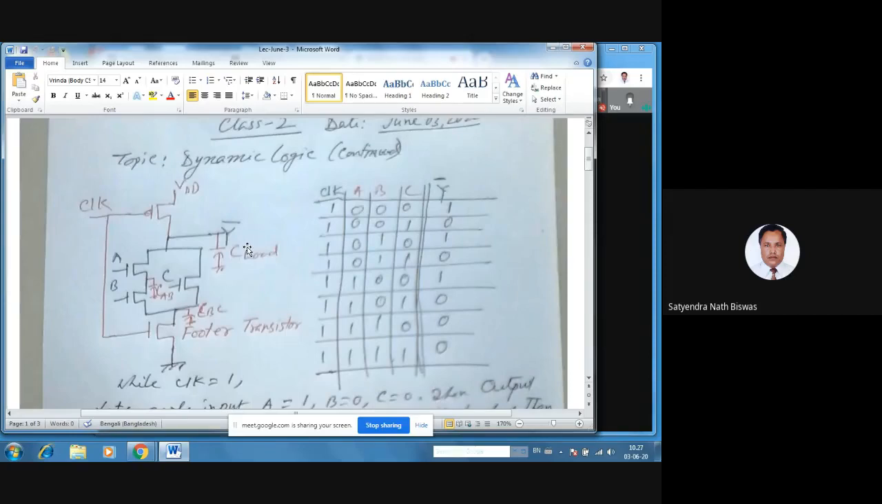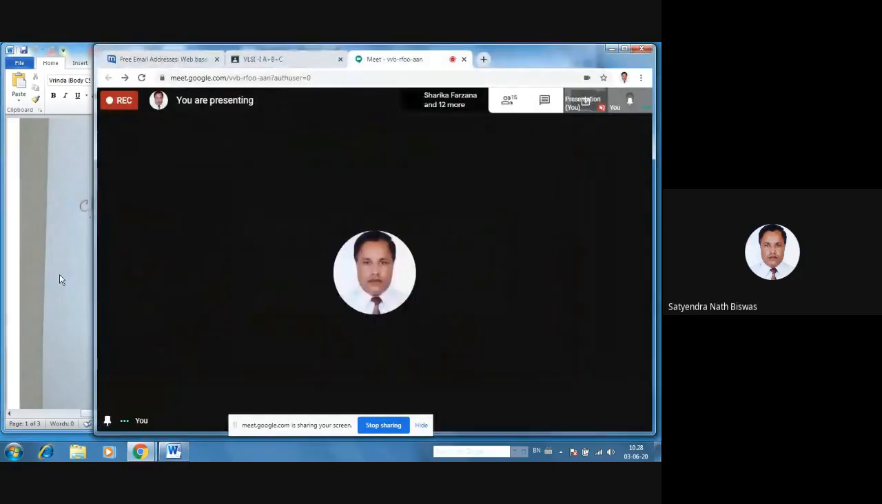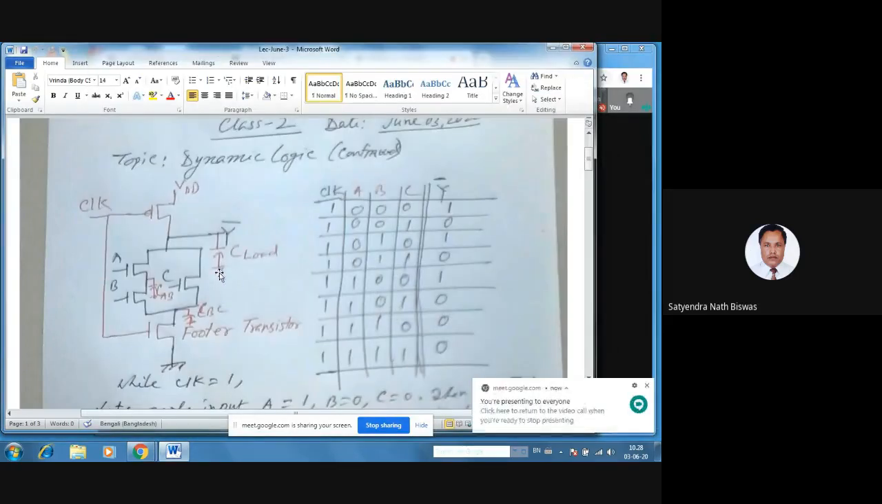So if we continue this kind of operation, then after several times, the voltage at the output will be less than 0.5 or less than the threshold voltage. And if it goes below the threshold voltage, then this output will not be considered logic 1 anymore. It will turn into logic 0. So that is a dangerous condition. So how can we fix this?